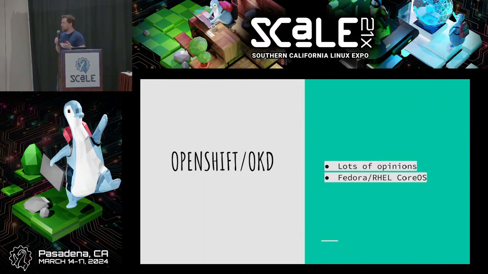OpenShift and OKD: as Rancher had lots of features, OpenShift had lots of opinions. If you are deploying OpenShift, you're going to get everything. You're going to get the CI/CD, you're going to get image streams, you're going to get build packs, you're going to get a custom CLI, and Red Hat will tell you all day, every day that it's just Kubernetes. And if you are using OpenShift for just Kubernetes, you don't need OpenShift, and you are paying way too much money and probably doing too much work.